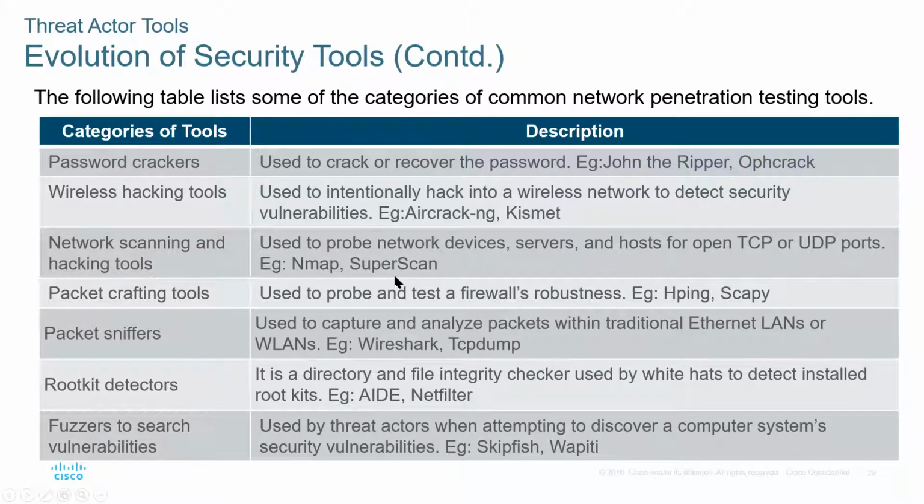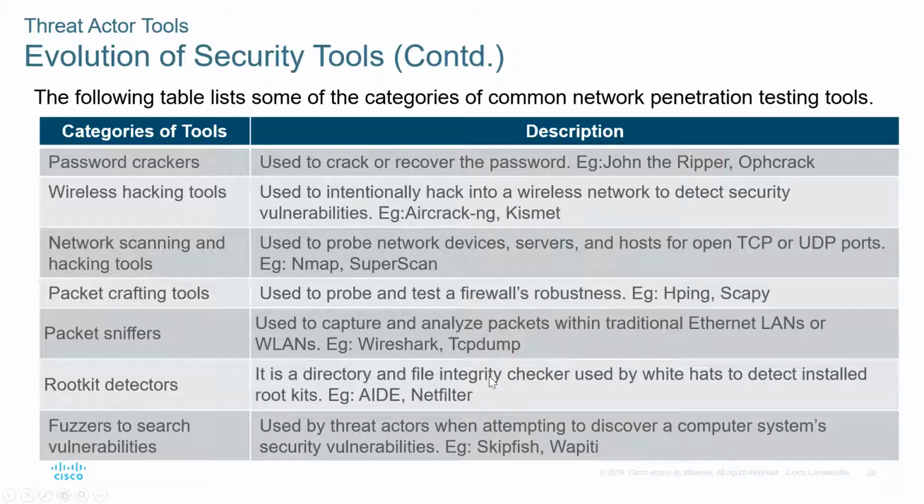Network scanning and hacking tools. This is much like what we've used so far, where we have Nmap, and we can see the hosts available with TCP ports and UDP ports. We have packet crafting tools. These are going to allow us to probe and test a firewall's robustness, such as Hping and Scapy. Scapy is going to allow you to basically build packets within Python, and then you can send those out. Hping is like an advanced ping utility that you can have even within Windows or Linux.